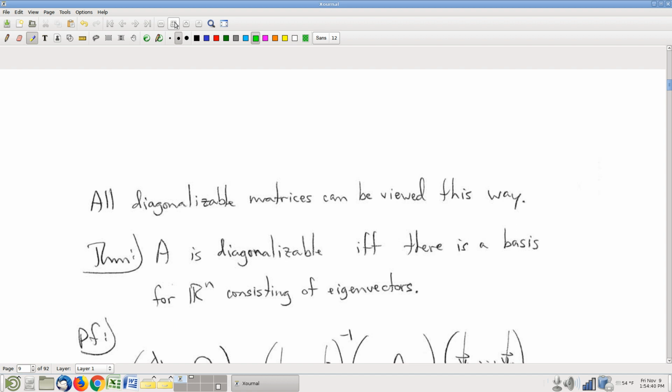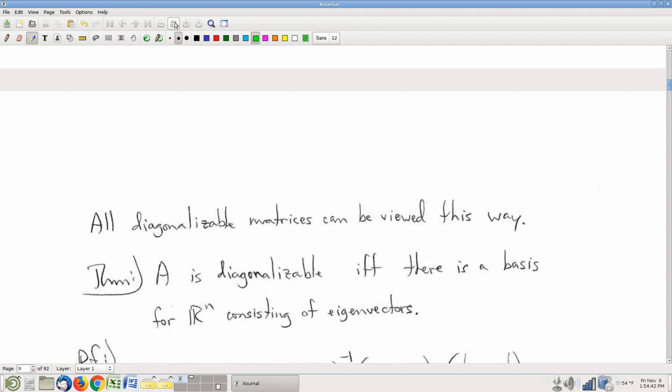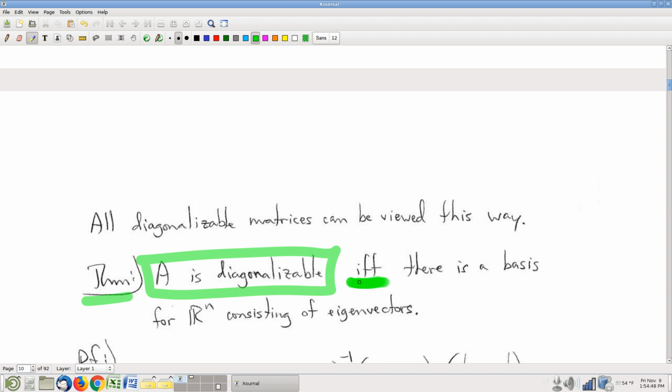So here's a theorem. A matrix is diagonalizable if and only if something that's not always true. But if it is, then the matrix is diagonalizable. The other side of this statement is that there needs to be a basis for Rn consisting entirely of eigenvectors.